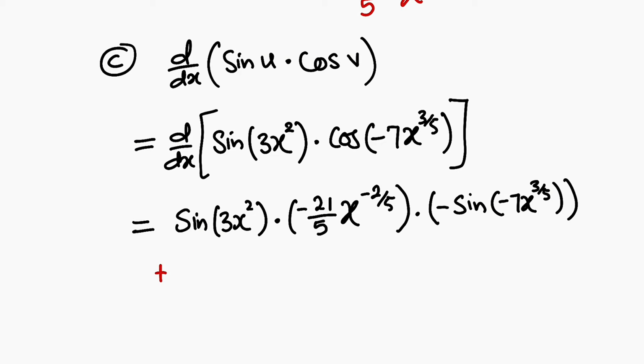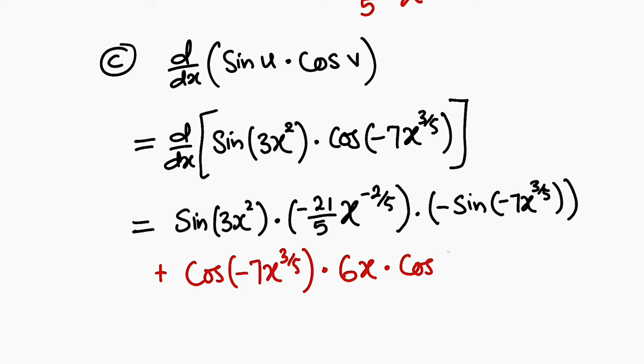We add. This time around, we are going to keep this constant, then we differentiate this. So we have cos of negative 7x to the power of 3 over 5 constant. Then we multiply by the derivative of this. Let me start with the inner function, 3x squared. That will give us 6x. Then you multiply by the outer function. Sine of that function will be cos of that function.